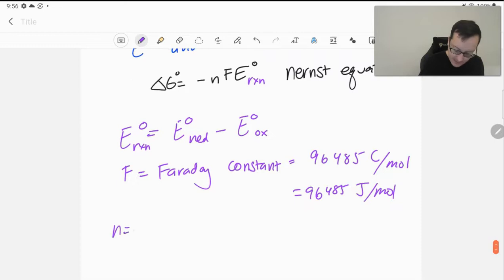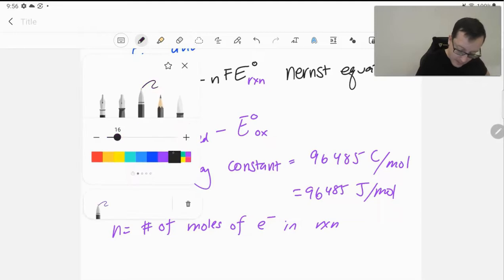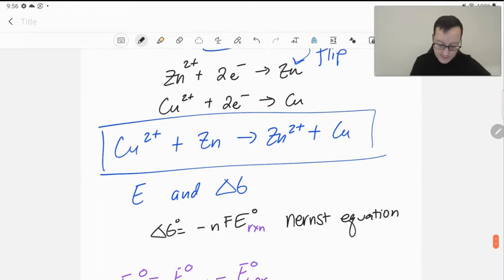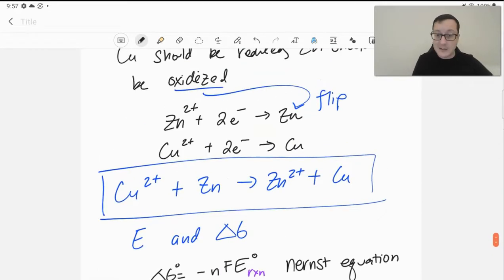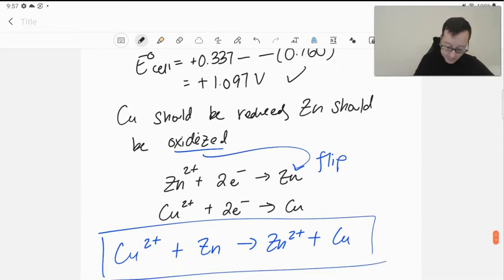And then n is the number of moles of electrons in the reaction. So remember when we were balancing those half reactions and putting them together and we had to make them have the same number of moles of electrons? We need to remember that number n here for when we're calculating delta G. So we can do that, for example, for our last problem. We looked at this copper and zinc fun stuff. We saw that this is a 2-electron process. Both our half reactions had 2 electrons. And our cell potential was 1.097.